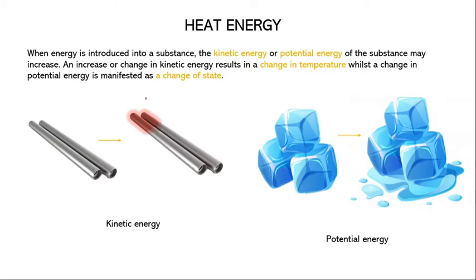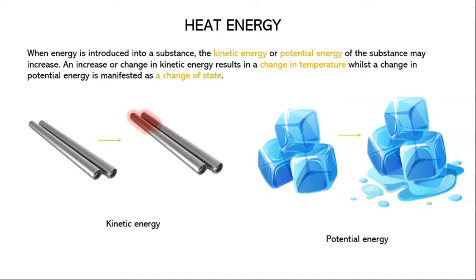So when energy is introduced into a body or a substance, the kinetic energy or the potential energy of the substance may increase or change. Depending on which of these two energies is changed, there may be a change in temperature or a change in the state of matter. For instance, a change in the kinetic energy of the body results in a change in temperature of that body, but not a change in its physical state. But any change in potential energy is manifested by a change in the physical state of the body.